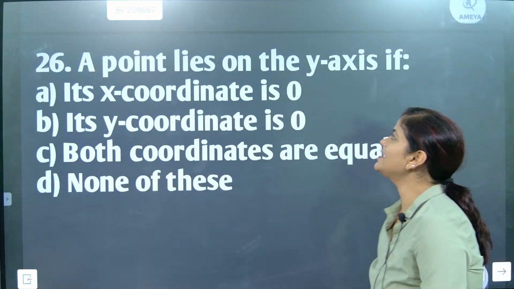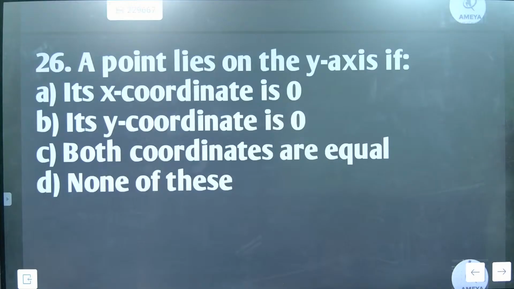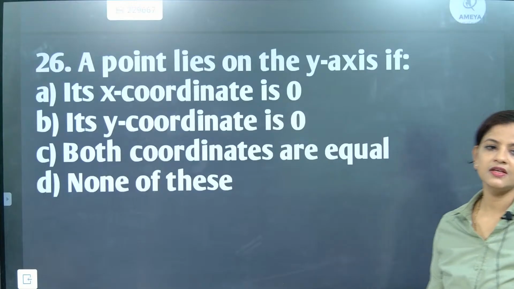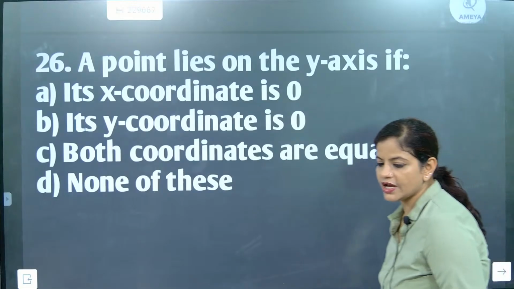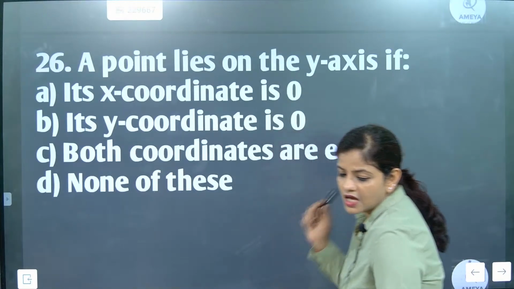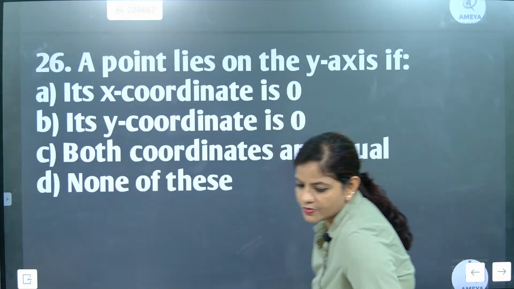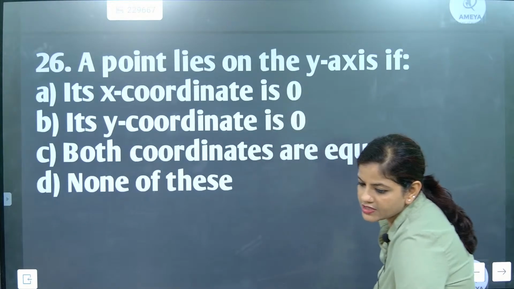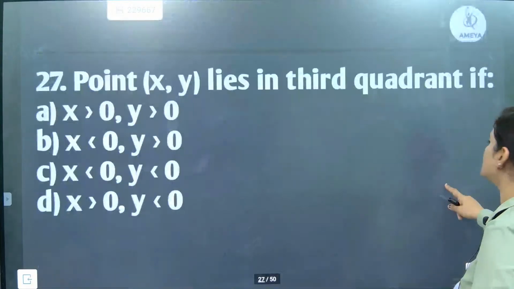A point lies on the y-axis if the x value will be 0. So the answer is option A. Come on children, start typing the answers as fast as possible. So his answer is exactly coming as A. Okay. Now we will go for the next question.